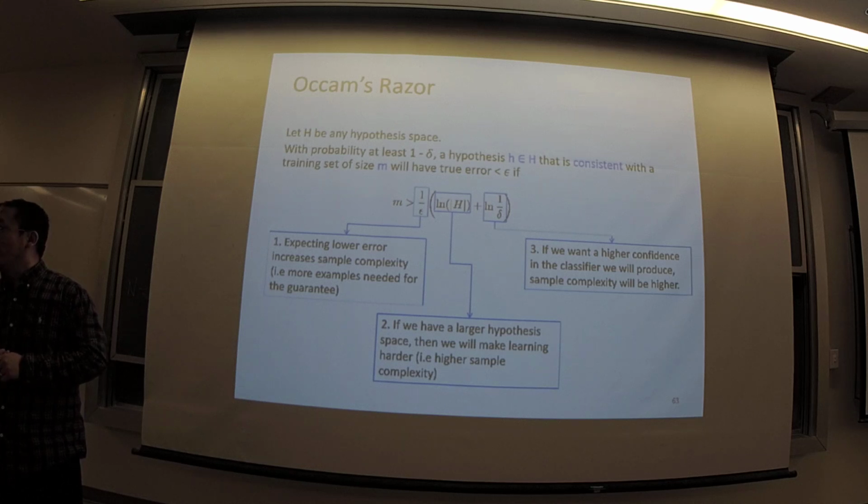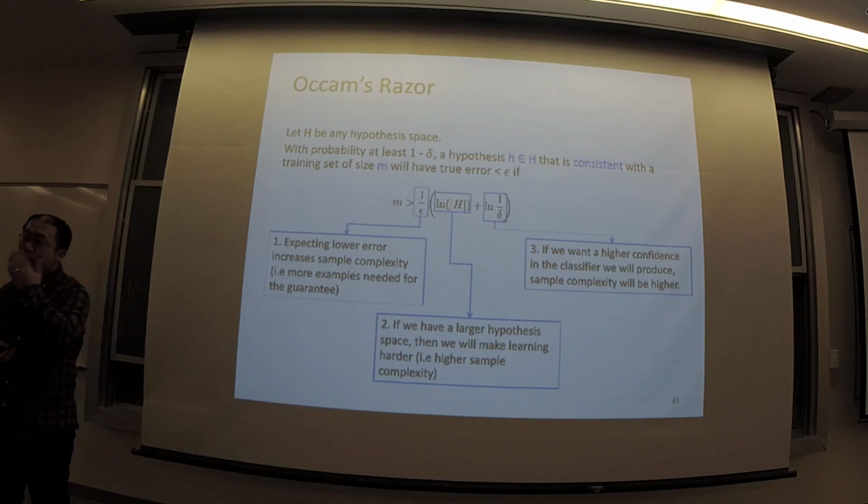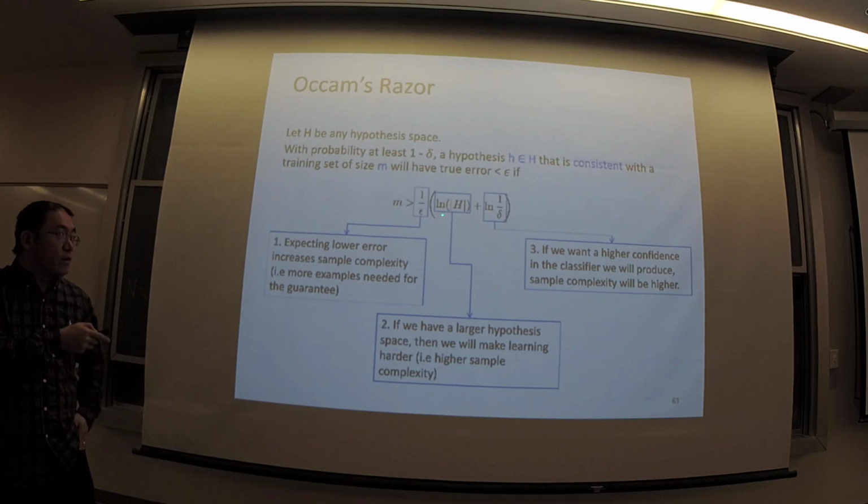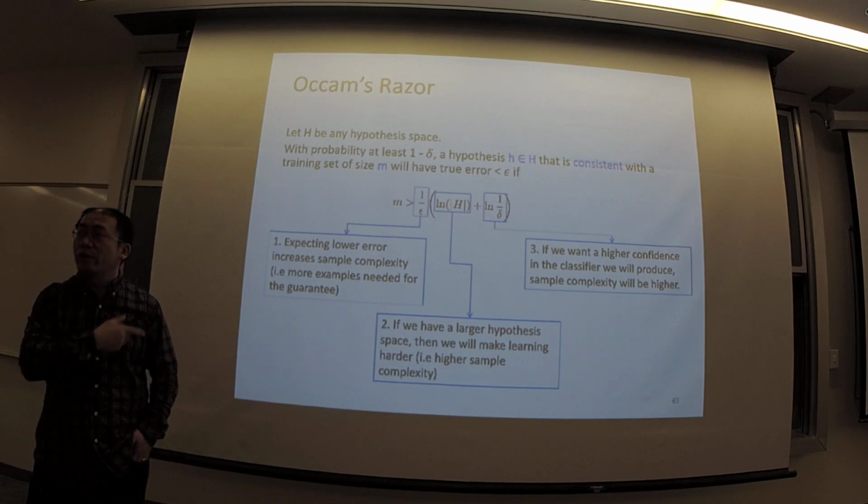But it's the size of the space that we want to search over. As we add complexity, we need more data. So here, the justification of Occam's razor comes from here, right?